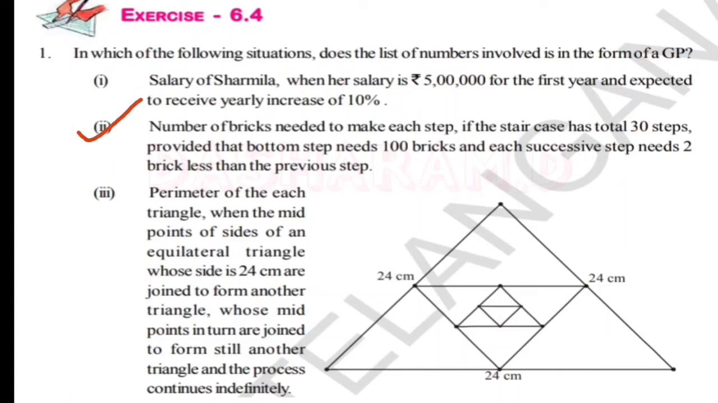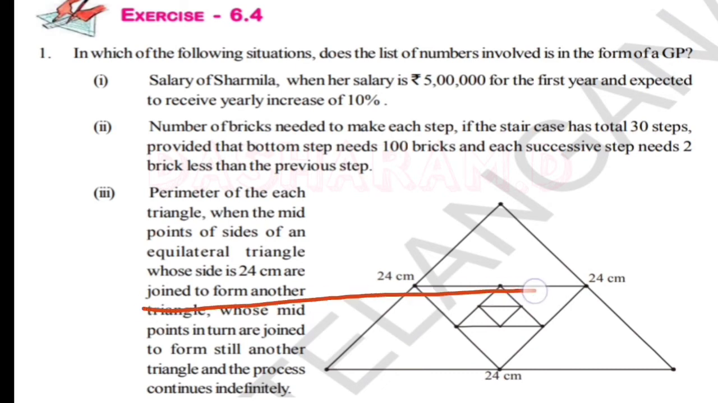Next, second question: number of bricks needed to make each step. If the staircase has a total of 30 steps, provided that the bottom step needs 100 bricks and each successive step needs 2 bricks less than the previous step. See, there are a total of 30 steps and the bottom step needs 100 bricks, and each successive step needs 2 bricks less than the previous step.